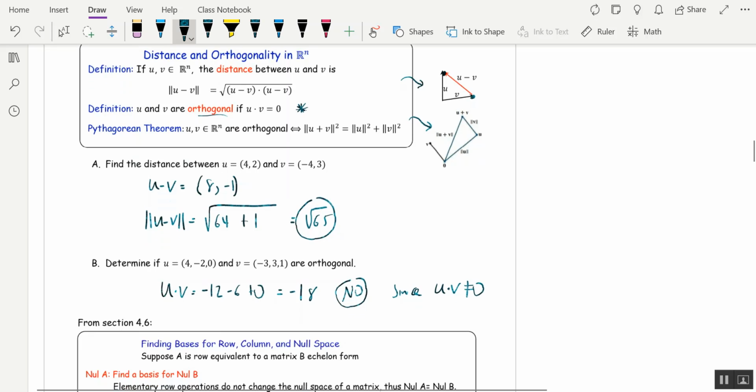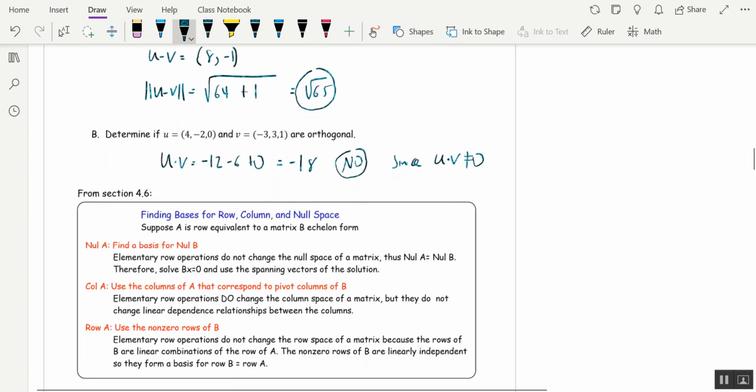Okay, now this is a review from section 4.6, and we're going to refer to this in the next few sections, so I just wanted to put it here for your easy reference, because we're going to be talking about row space, column space, and null space actually in the next page.